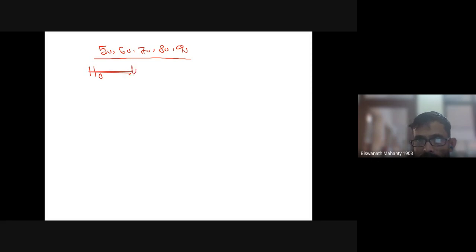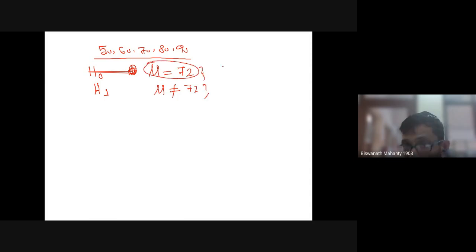The mu is really 72. I'm accepting that. And the second time what will I say? Alternate hypothesis: no, mu cannot be 72. These are the two statements. Normally we validate whether mu 72 is true or not. If it is not true, then I will assume this is true. So that is the hypothesis. This is called null. This is called alternate. Okay, this is fine.